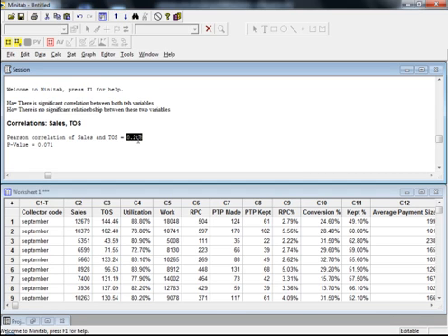So this is how we do correlation, and I'm hopeful that you now understand the usage of correlation and why we do correlation.